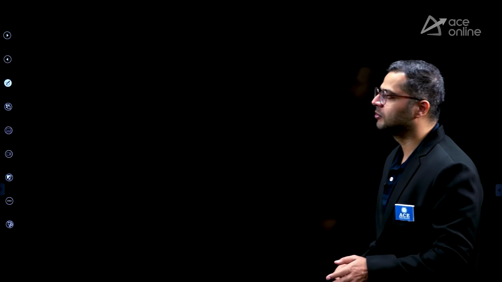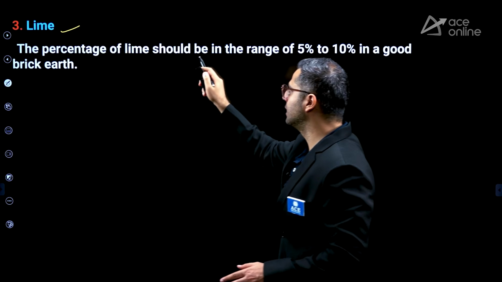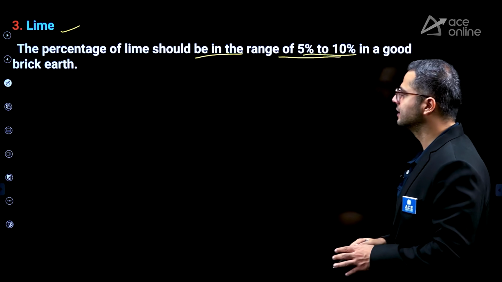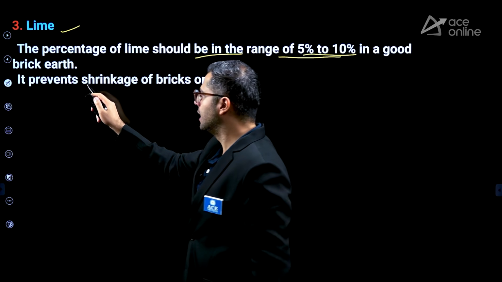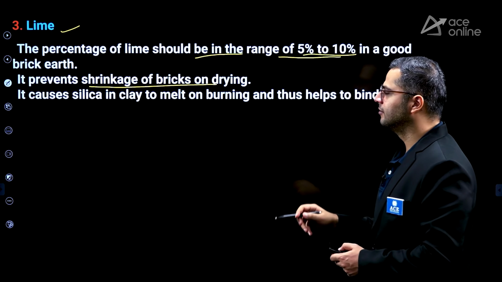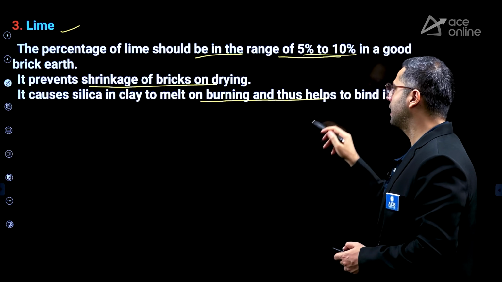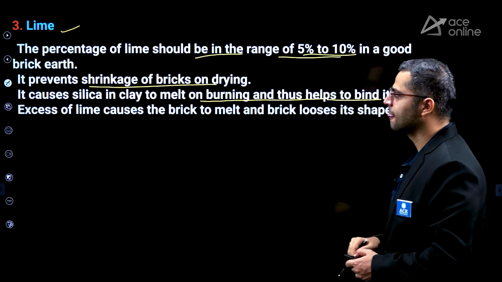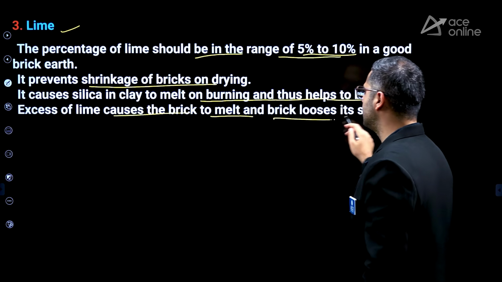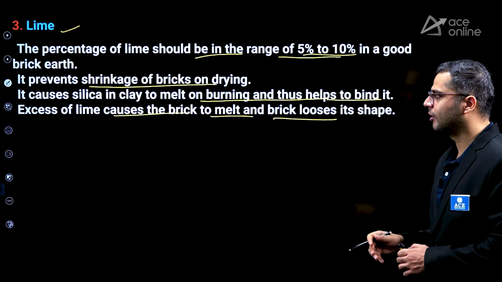Apart from that, the other one is lime. Lime is a very important constituent. The percentage of lime should fall in the range of 5 to 10% for a good brick earth. It prevents shrinkage of the bricks on drying, and it also causes silica in clay to melt on burning and then helps to bind it. Excess of lime causes the brick to melt and lose its shape. This is a very big problem.